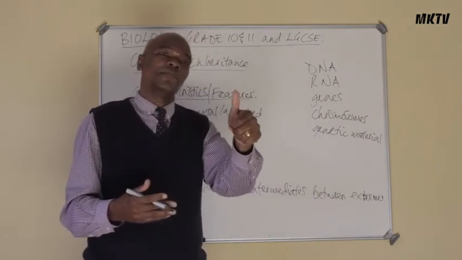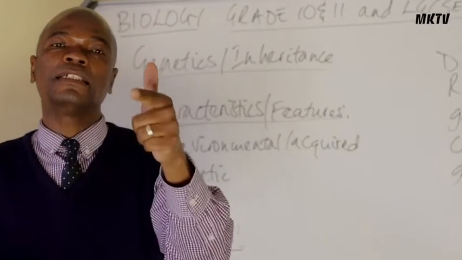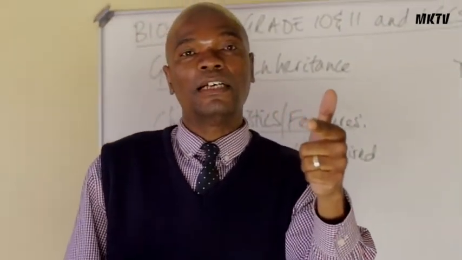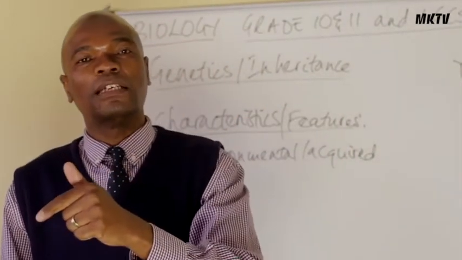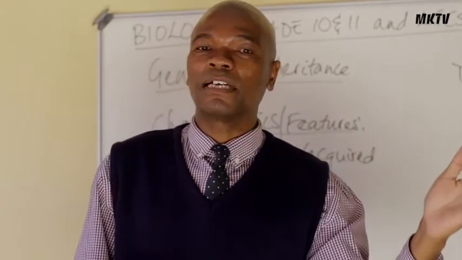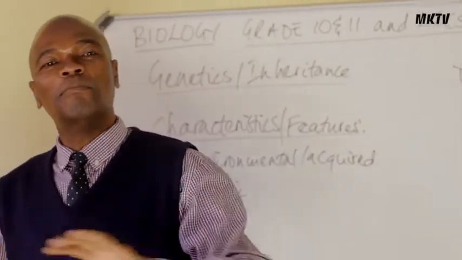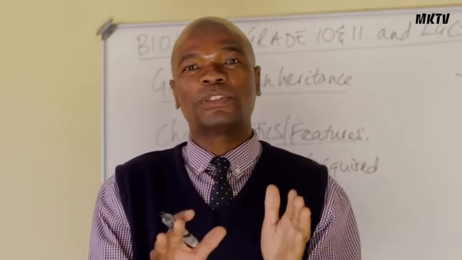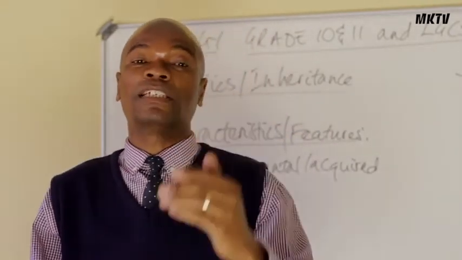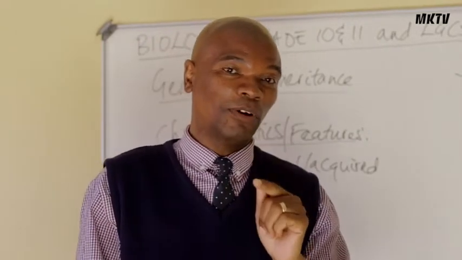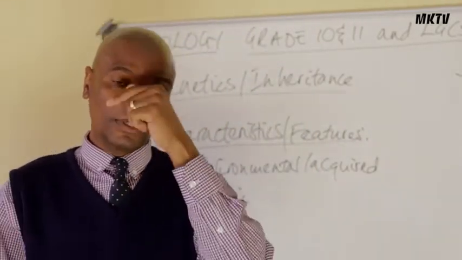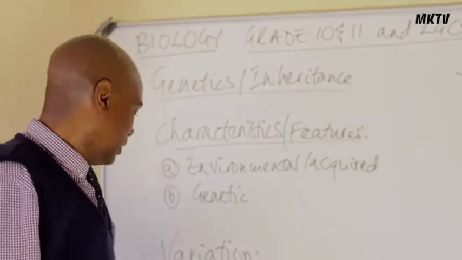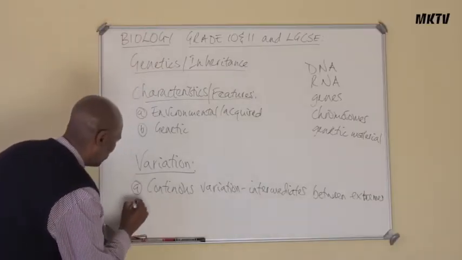Height is another example. Intelligence is another example. In a class of 100 students, some will get very good marks, some will get very low marks, but we don't just have those two extremes. In between, there will be those who say, I'm just average, I got average marks. So that is what we call continuous variation. Then we come to the next type of variation.